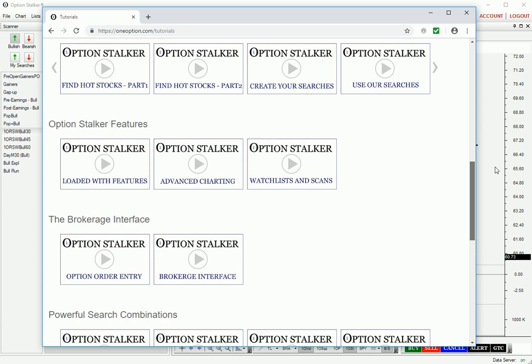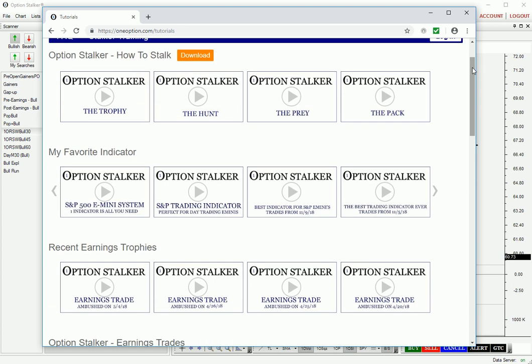The one thing that I want to leave you with is this is not your run-of-the-mill trading platform. I was looking for something much more than was available on the street. I came up with my own proprietary indicators, my own types of searches. It's taken me 10 years. All of that information is in the Option Stalker platform.